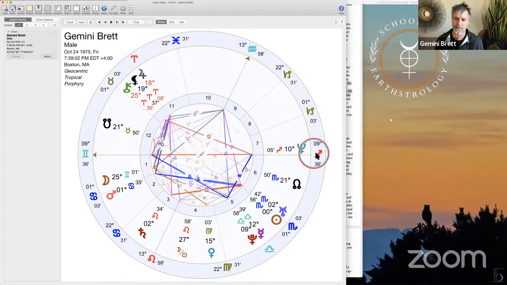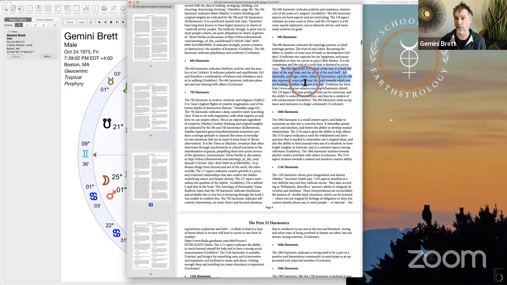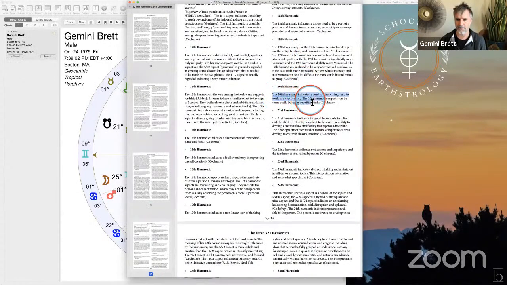And the 13th, again, I'm not going to be able to multiply 9 by 2 to get 18, or 5 by 2 to get 10, or 5 by 4 to get 20. Let me just show you that. The 20th harmonic indicates a need to create, and to work in a creative way. So work, need, those can be fourths. 20th harmonic aspects can become easily bored by repetitive tasks. That's interesting. So David's doing a lot of research into this by looking at a lot of natal charts that have a good amount of 20 in them.